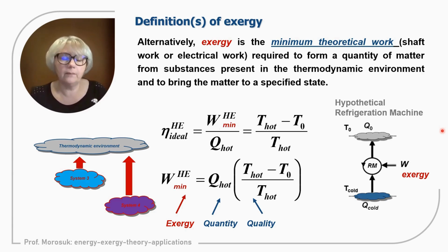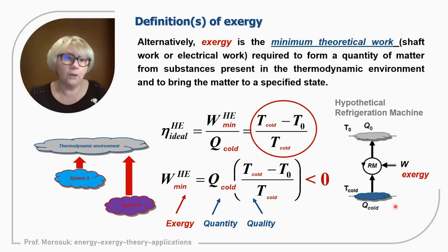Instead of maximum work, we will write minimum work. Instead of Q hot, now we would like to calculate the exergy of Q cold, below the environment. We will change to Q cold, and instead of T hot, we will introduce the temperature that our system is at, below the environment. We will put T cold. Then, as you can see, the equation will be the same, just with different temperatures. It depends on the exergy of which quality of heat, I mean below the environment or higher than the environment, we would like to evaluate.